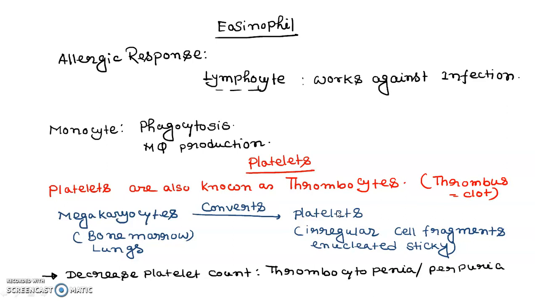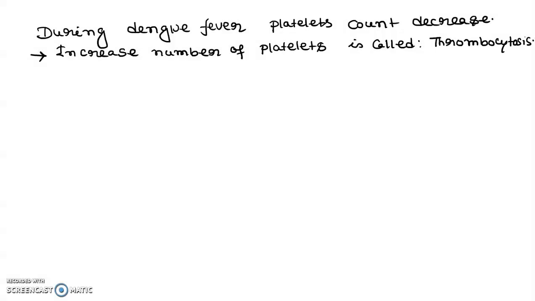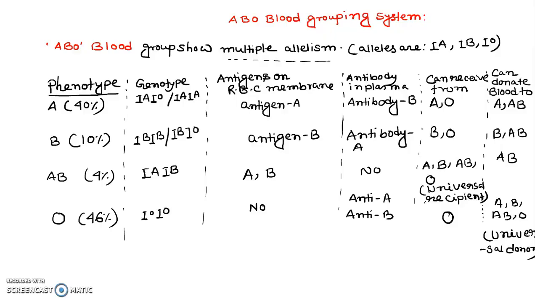Platelets are also known as thrombocytes, where thrombus means clot formation. Megakaryocytes from bone marrow convert into platelets, which are irregular cell fragments, enucleated sticky structures. A decreased platelet count is called thrombocytopenia or purpura. During dengue fever, platelet count decreases. An increased number of platelets is called thrombocytosis. Now we come to the ABO blood grouping system.